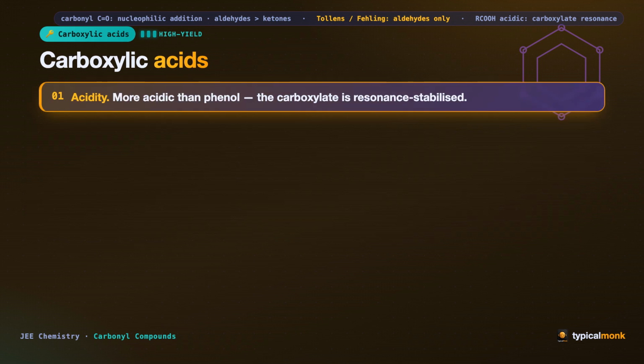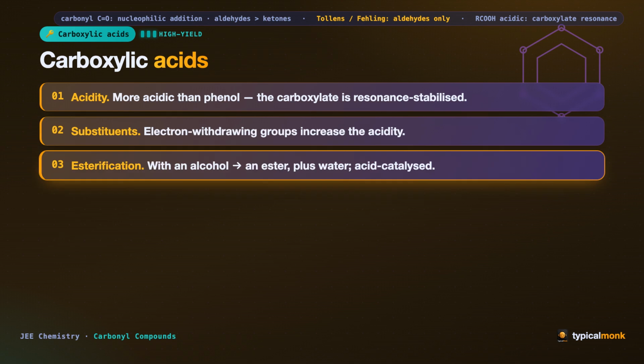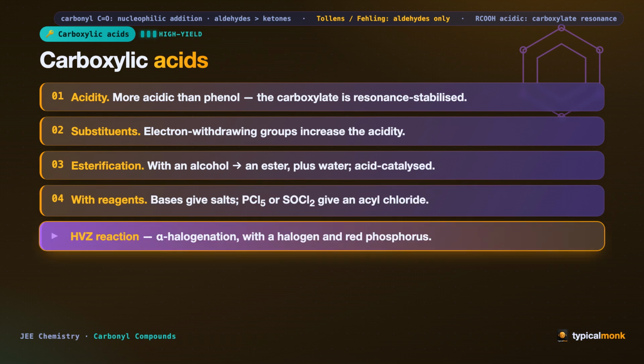Now the carboxylic acids themselves. Acidity. They are more acidic than phenol because the carboxylate is resonance stabilized. Substituents. Electron withdrawing groups increase the acidity further. Esterification. With an alcohol they form an ester plus water, catalyzed by acid. With reagents. Bases give salts, and phosphorus pentachloride or thionyl chloride gives acyl chloride. The Hell-Volhard-Zelinsky reaction, alpha halogenation, using a halogen and red phosphorus.